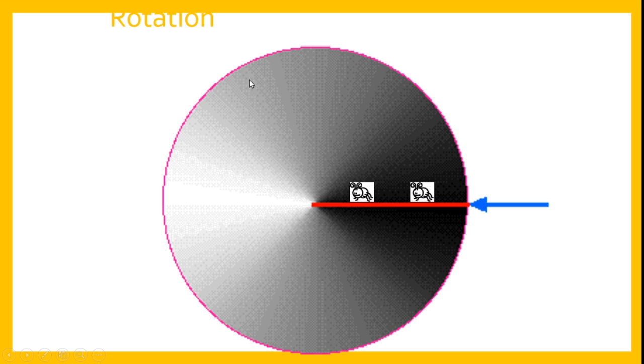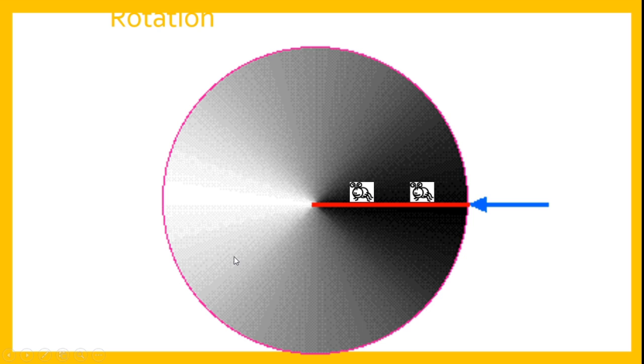First, we will see what is rotation. Rotation, if you see here, if the disk is rotating, let us say if we move the disk, then what happens? These ants which are on the red line will also move. That means they are moving in a circular path. So this is called rotation.